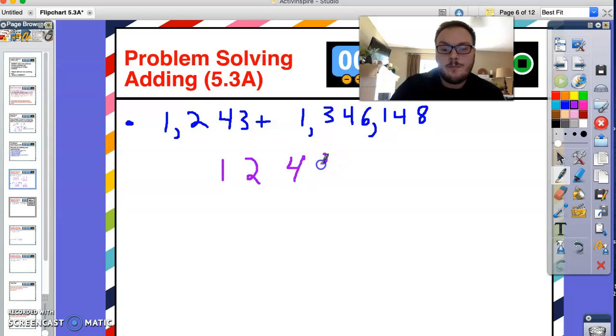1,243. I need to make sure I put my comma in the right place, because I know you guys are sticklers for that. And now let's write in the number below it, but we got to make sure it matches the place values. So we notice here the 3 is in the ones place, the 8's in the ones place. So I'm going to copy down the number just like this.